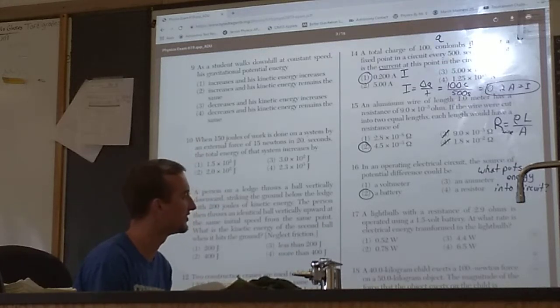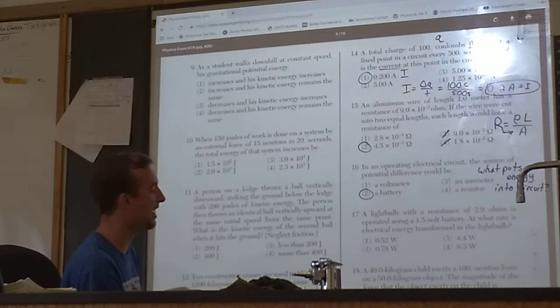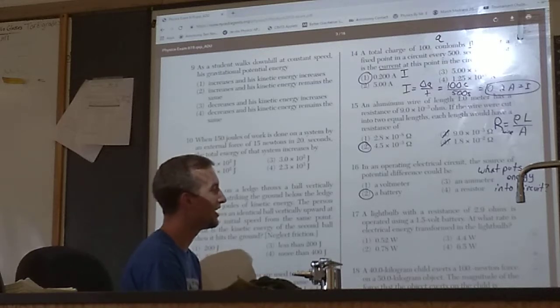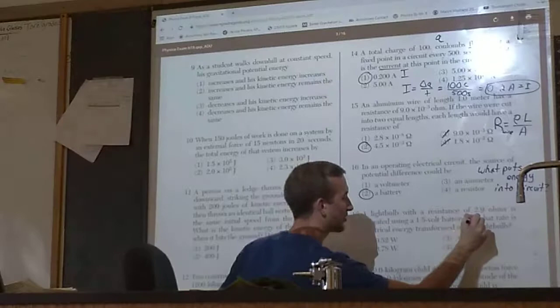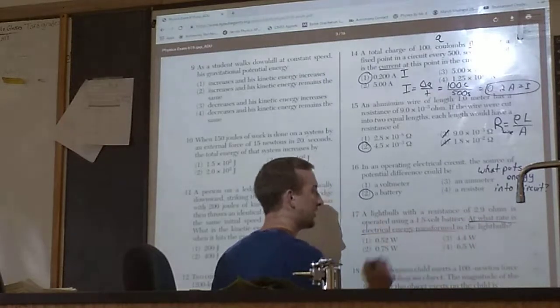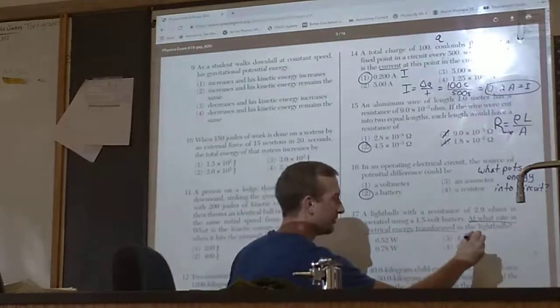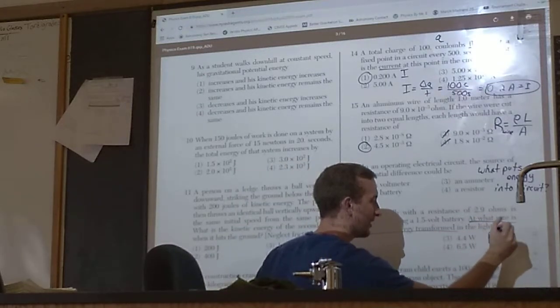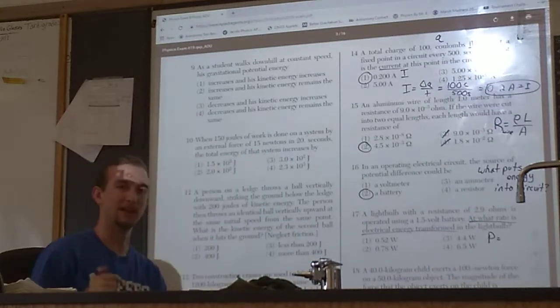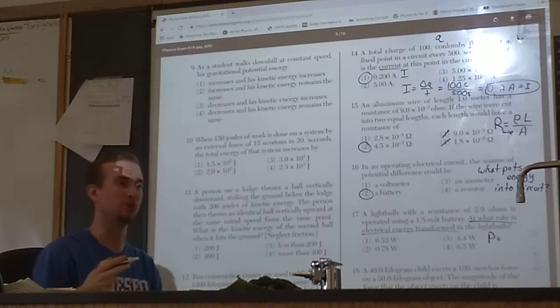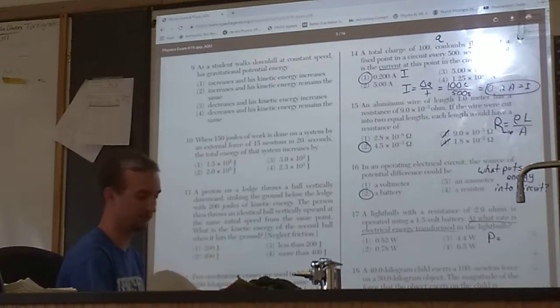17, this is a pretty straightforward calculation question. A light bulb with a resistance of 2.9 ohms is operated using a 1.5 volt battery. At what rate is electrical energy transformed in the light bulb? When you see something about electrical energy and rate, please remember that we are talking about power here. The rate of energy being used, or in this case being transformed.